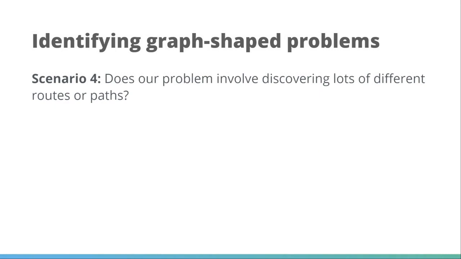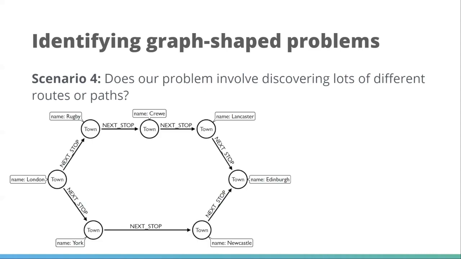And the last scenario that we're going to look at is, does our problem involve discovering lots of different routes or paths? So we've got the last example here, and this is sort of a UK-based example. If you were getting the train to Edinburgh from London, there are a couple of paths you can take. You can either go up the west side of the country and go past Rugby, Crewe and Lancaster to get to Edinburgh in Scotland. Or the other route you could take is up the east side of the United Kingdom, and you will stop at York and Newcastle and obviously many other stops to get to Edinburgh.